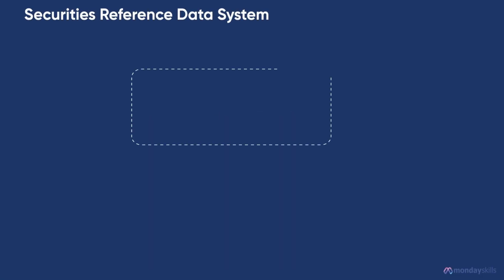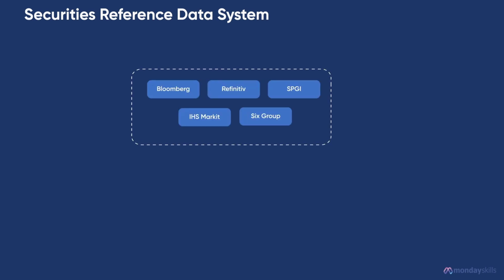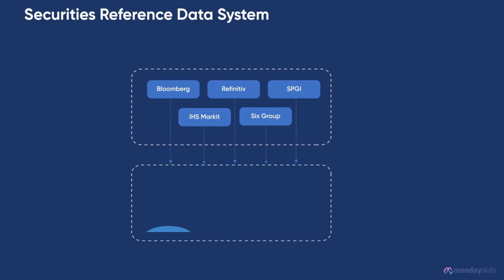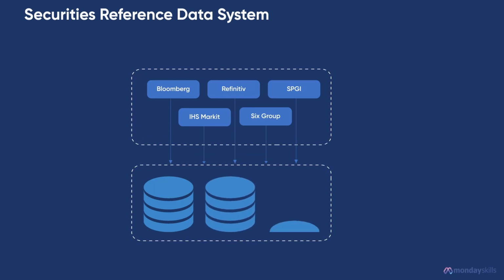Securities firms source reference data from data vendors such as Bloomberg, Reuters, Refinitiv, IDC, Six Group, and others. Different vendors may specialize in different asset classes, geographies, or market segments. Securities firms typically source data from multiple vendors, as no single vendor can provide comprehensive coverage of all the securities and markets that a securities firm needs to access.